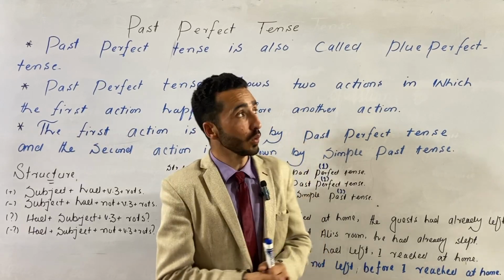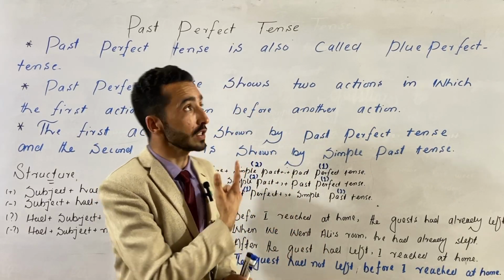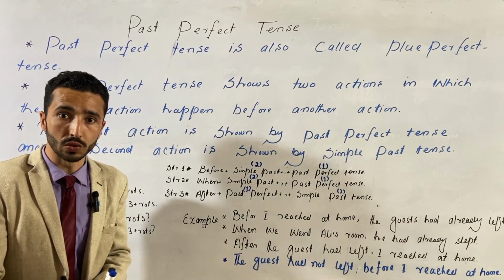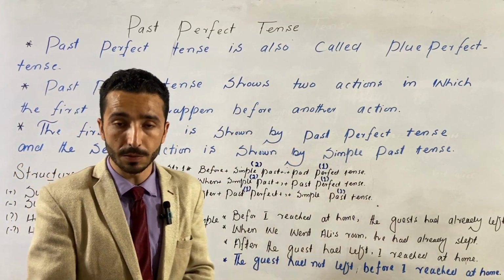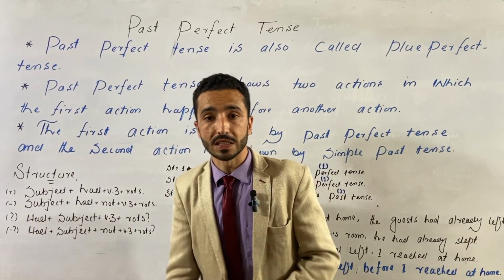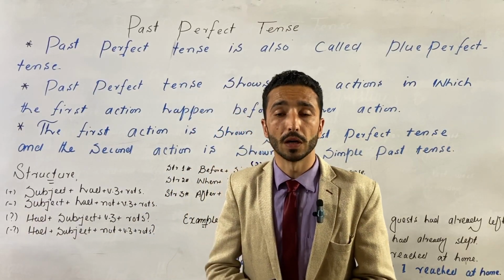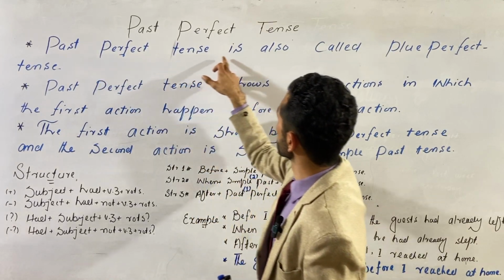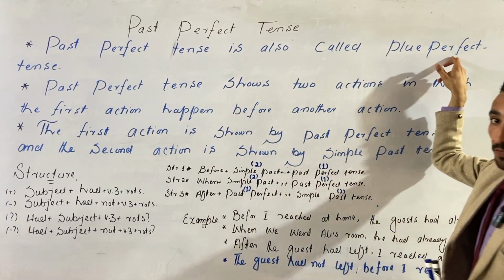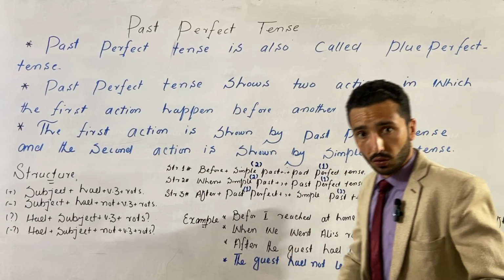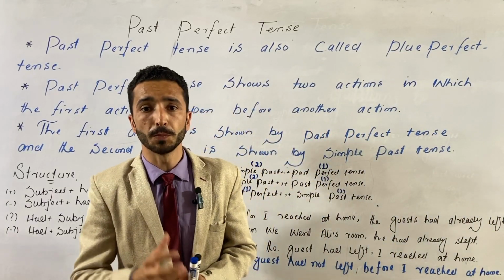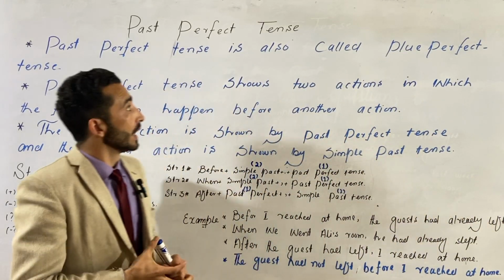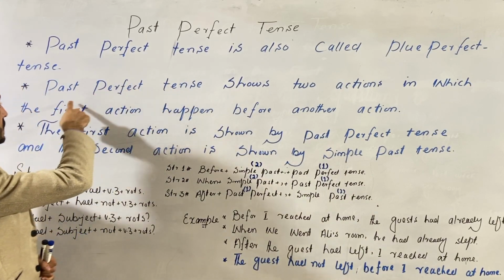So the topic that I'm going to teach you now is past perfect tense. Past perfect tense is also called pluperfect tense. As I have already mentioned here, past perfect tense is also called pluperfect tense. This was the first point. Come to the second point.